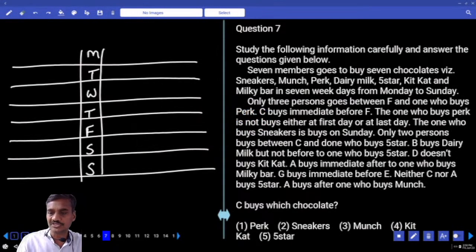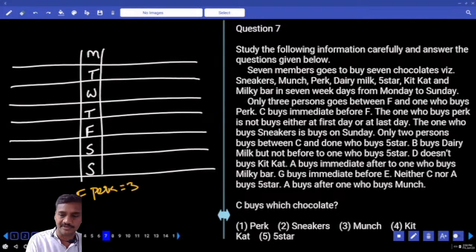and only 3 persons between F and the one who buys Perk. Between F and the one who buys Perk, how many people are there? There must be exactly 3 people. And C buys immediately before F. Now this C is immediately before this F. The one who buys Perk is not buying either at the first or the last. Perk cannot be at the beginning or at the last, isn't it? Perk cannot be on Monday and cannot be on Sunday. The one who buys Perk cannot be on these 2 places.